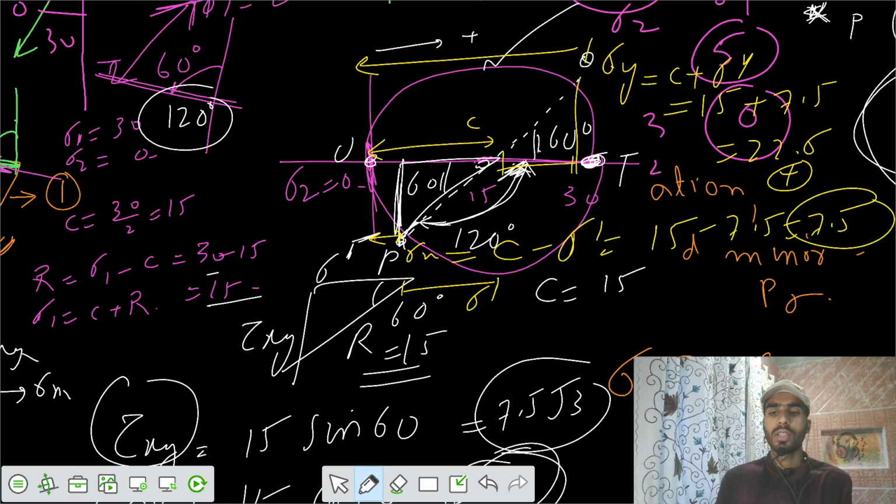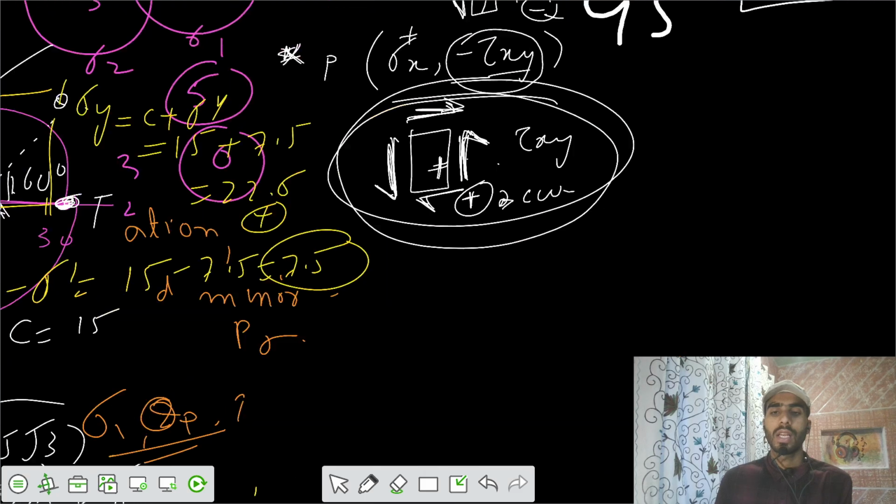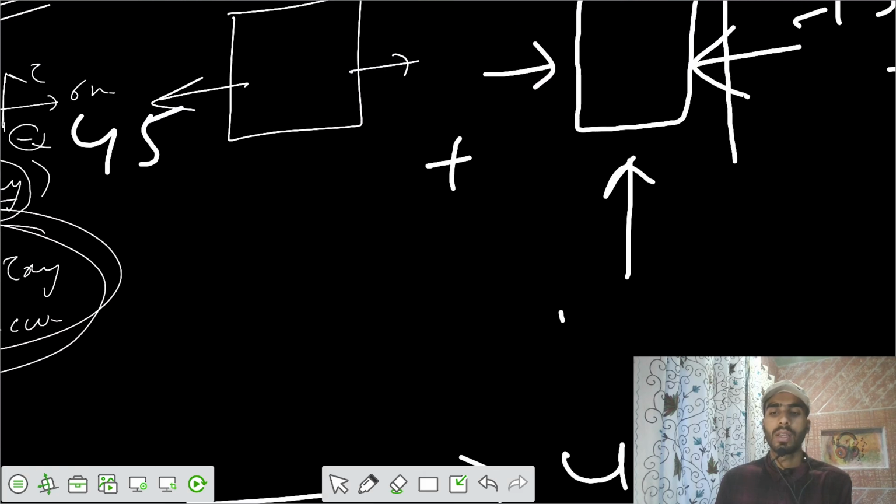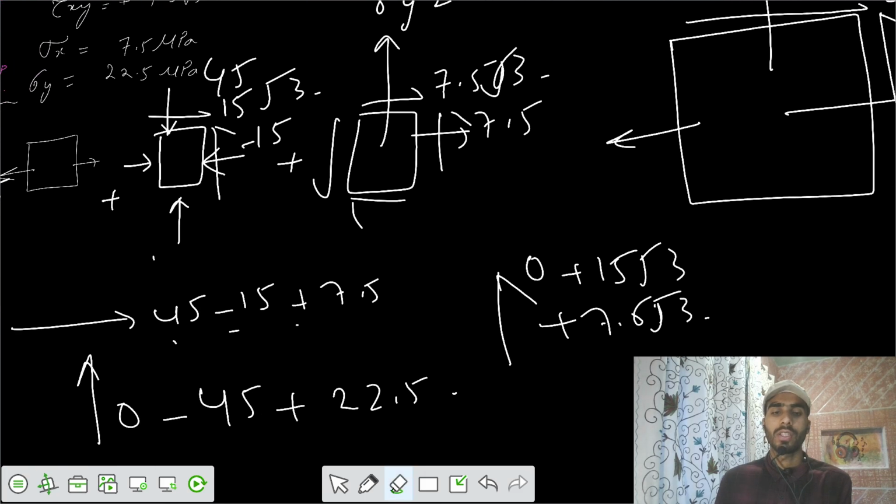So finally, you got three states of stresses, and you have to combine them to get the final configuration such that this is plane P, and this is plane Q, and planes P and Q.